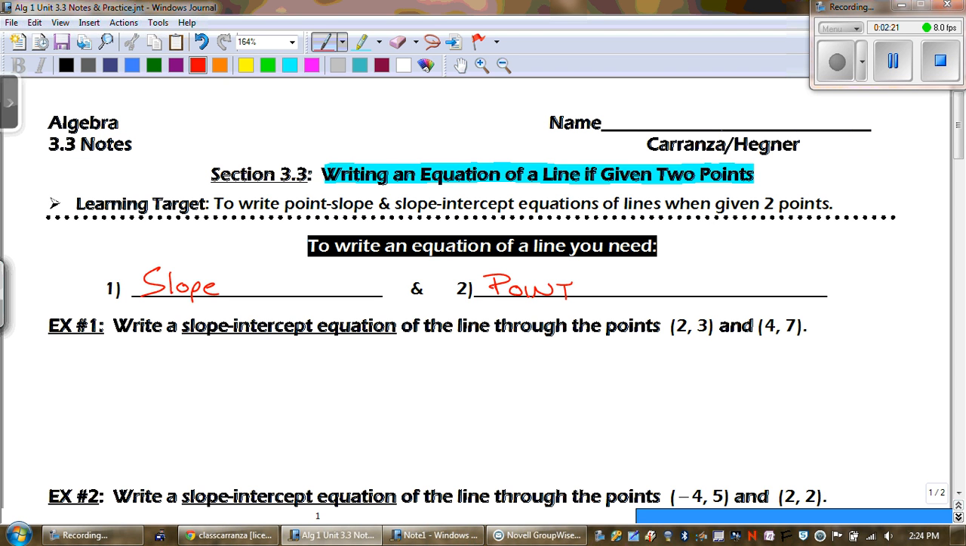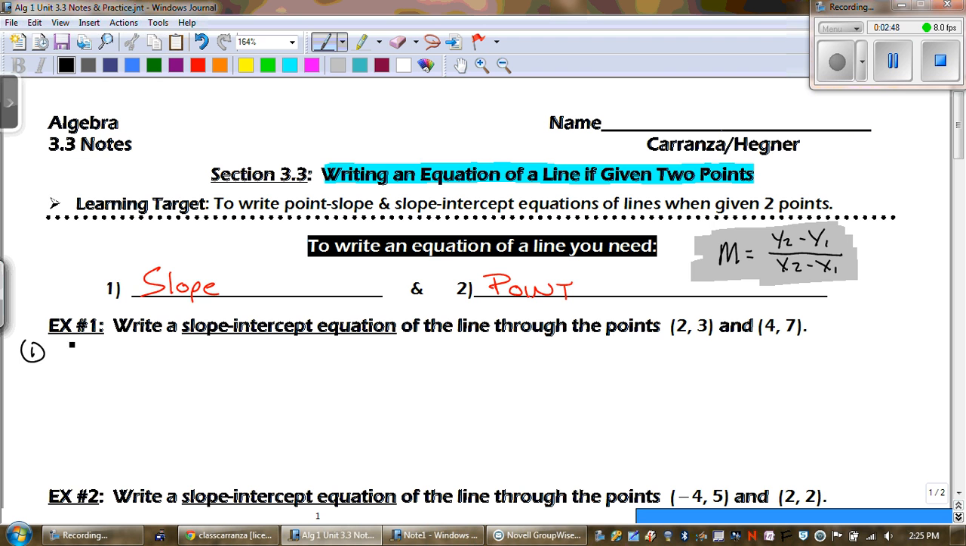What we're going to be having now is they're going to be giving us 2 points, and we're going to have to figure out everything else ourselves. Like, Mr. Grice, how do we do that? Well, guess what? We've already talked about finding slope, and that's y2 minus y1 over x2 minus x1.